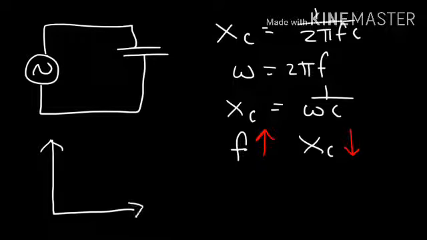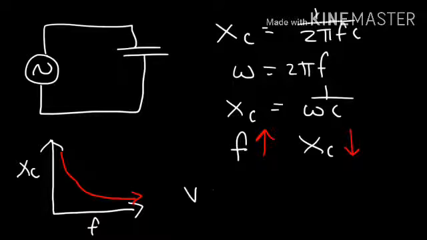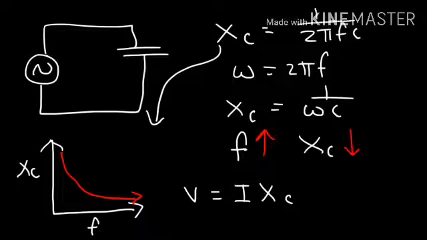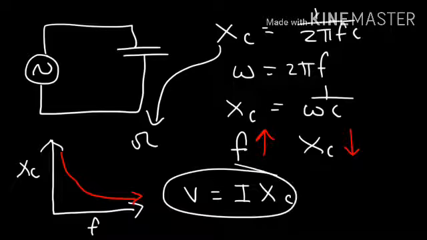If we were to plot a graph between the capacitive reactance and the frequency, here's how it will look. As the frequency goes up, the capacitive reactance goes down, so it's an inverse relationship. And the voltage in the circuit is equal to the current multiplied by the capacitive reactance. The capacitive reactance, like the inductive reactance and resistance, all have the same unit, and that is ohms. So just keep that in mind. By the way, for a capacitive circuit, the current leads the voltage by 90 degrees. For an inductive circuit, the current lags the voltage by 90 degrees.